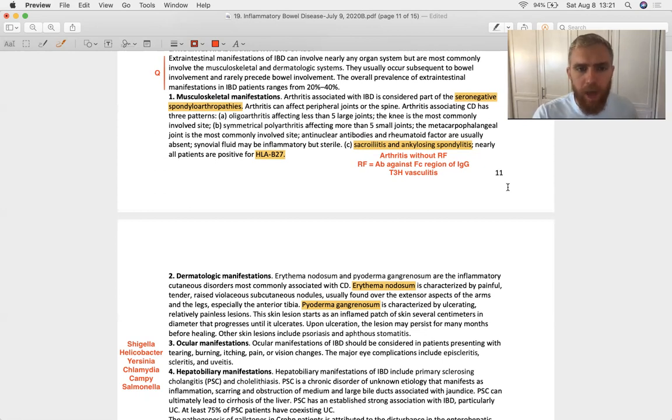Sacroiliitis and ankylosing spondylitis. So there, again, sacroiliitis, it's obviously going to be pain of the sacral bone where it meets the crests of your hip bone, and ankylosing spondylitis, that's going to be the lower spine, the lumbar spine that's involved there. And so patients are going to have, I suppose, hypogastric pain. And it's going to be deep, and they're going to just complain of arthritis. Basically, it's typically young men, and they typically have this HLA-B27 haplotype.